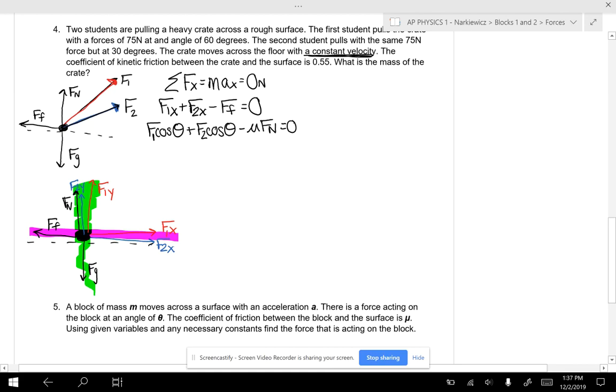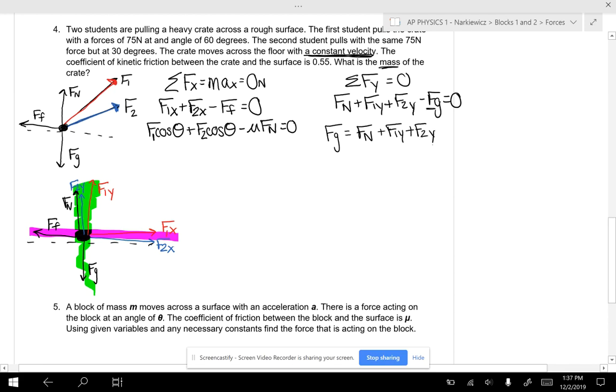I don't see mass in there at all, so I'm going to go over to the y direction since I am looking for the mass. The sum of all the forces in the y direction is 0. It's not always going to be the case, but it is a lot of the time. We have three upward forces: a normal force, an F1y, and an F2y, and then minus an FG, all equals 0. Since I'm looking for mass, and I know that mass is really hidden inside this FG, I can rearrange this as FG equals the normal force plus F1y plus F2y.